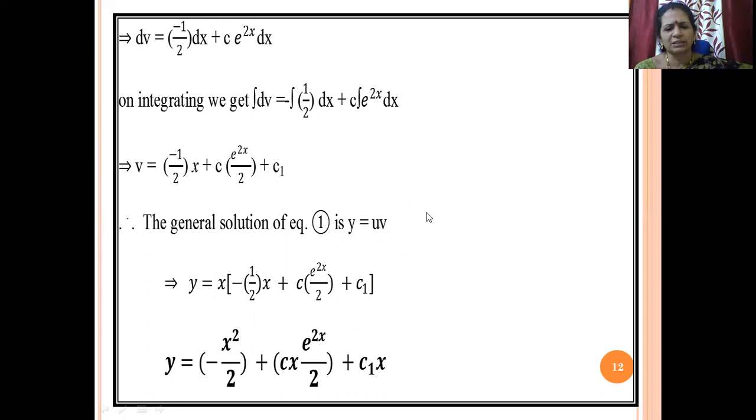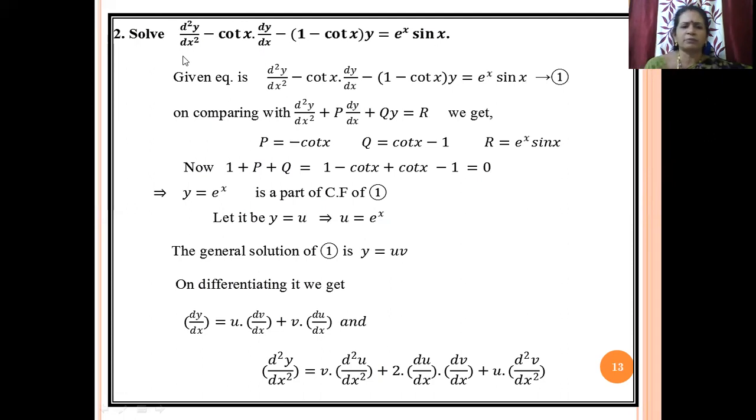v. Already we have taken the general solution at the beginning: y is equal to uv. We got v, and u is nothing but x. So y is equal to x into v. Substitute v and simplify that. This is the required general solution of equation 1. Right? That is about the first problem.